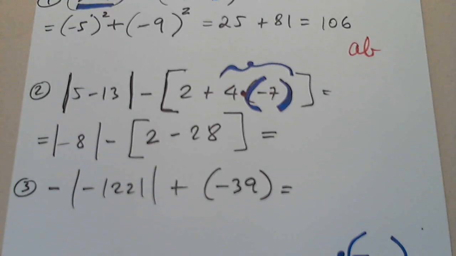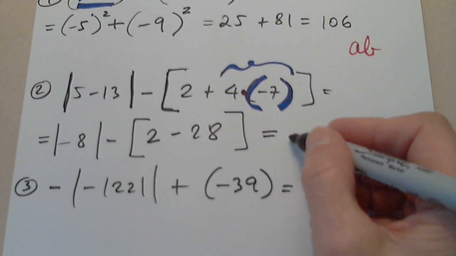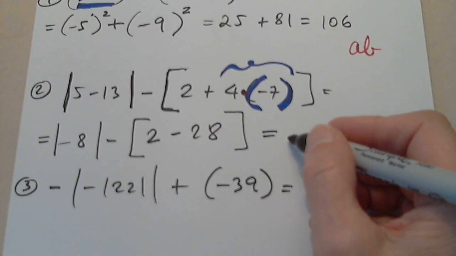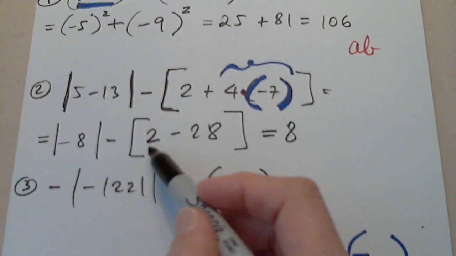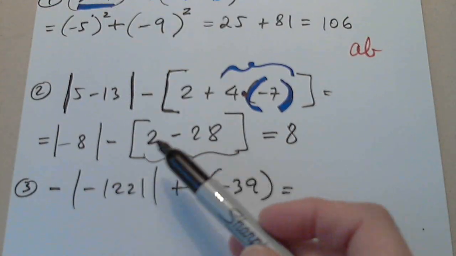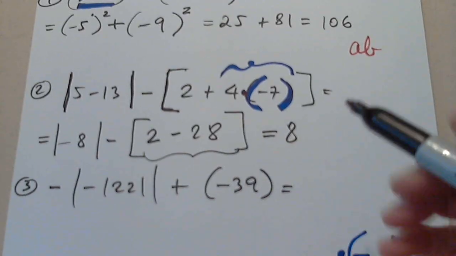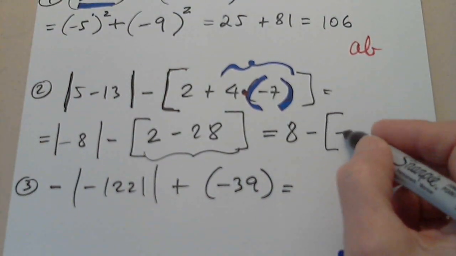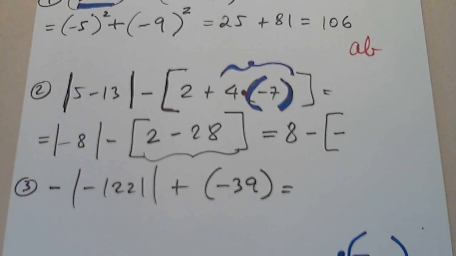What is the absolute value of -8? I think somebody already told us. Anybody? Positive 8. Yes, very good. So now in brackets, that's our next step. Which one is more powerful, 2 or 28? Well, it's a silly question. It's 28. So therefore, the symbol of the outcome will be negative.